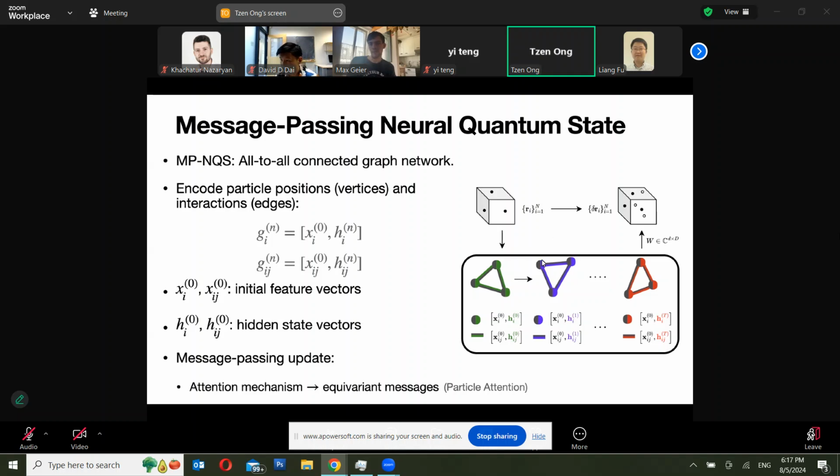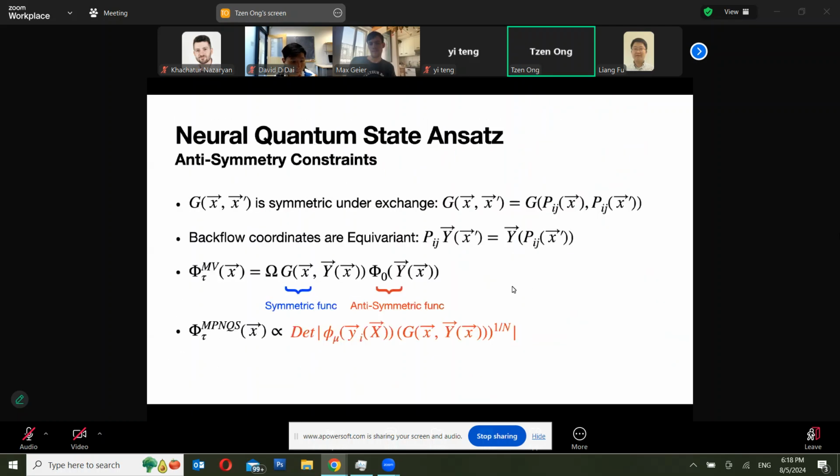What MP-NQS does is it constructs a GNN for updating the backflow coordinates, and then after that it uses a final layer W to convert all these GIs and GIJs into a backflow coordinate. They call it delta of R here. And then they feed it into a bunch of single particle orbitals and construct a single Slater determinant out of it.